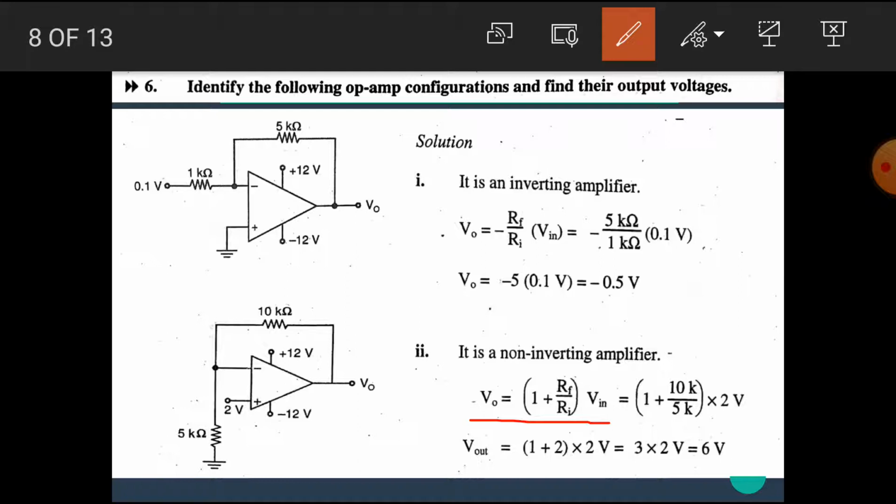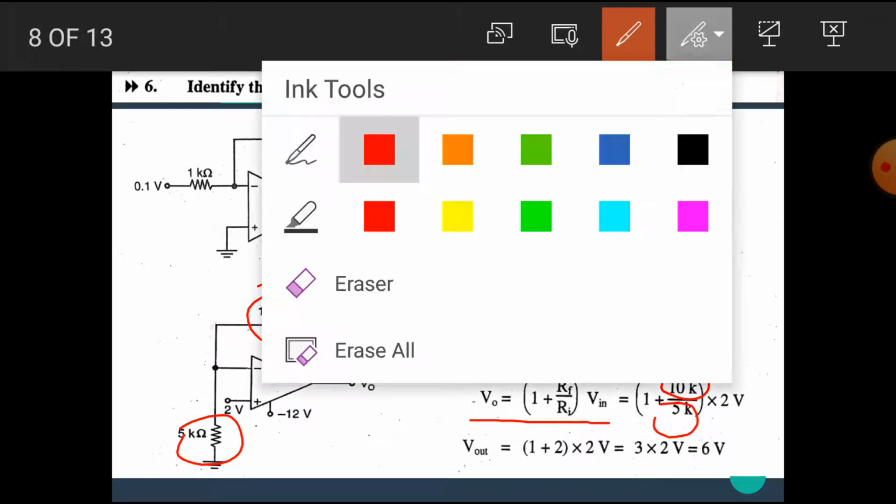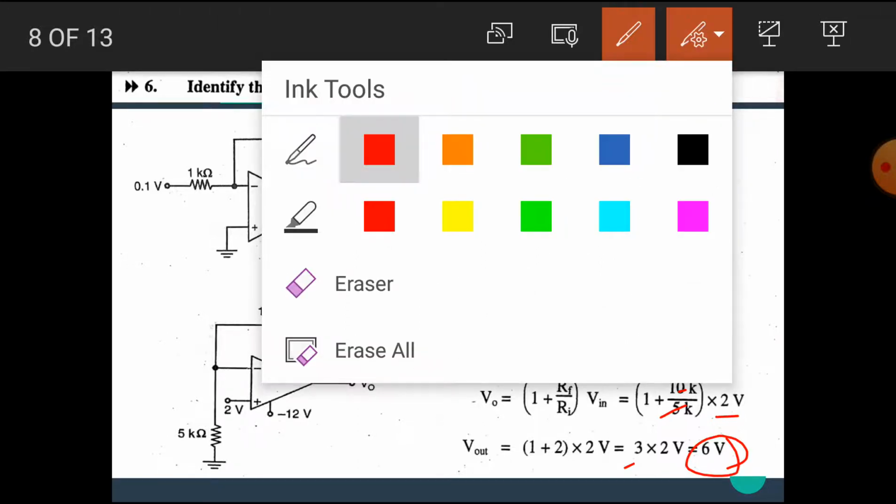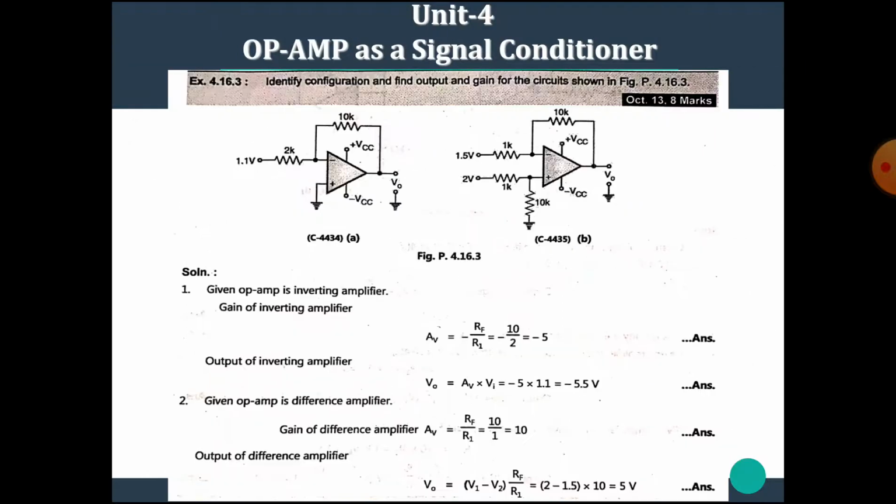Now, we can put here the value of Rf is 10 kilo ohm. We put here the value of Ri is 5 kilo ohm, and after calculating this we get 1 plus 2 is 3 into 2 volt, that is 6 volt. I hope you all understand this calculation. Now let's see the next problem.